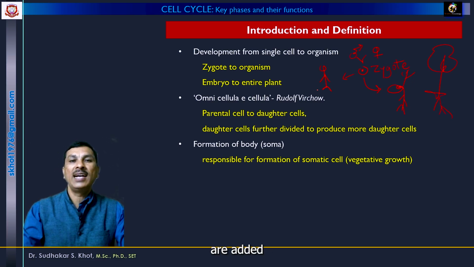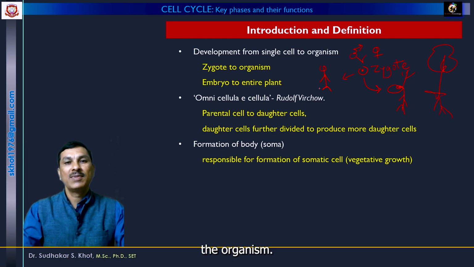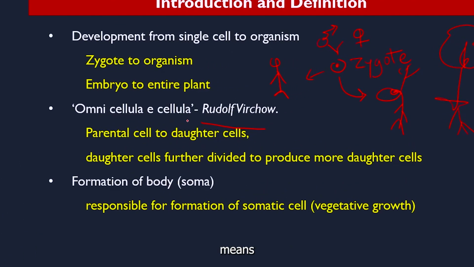Now, how are new cells added to the body of the organism? It was first explained by Rudolf Virchow in the cell theory. He stated omnis cellula e cellula, which means each cell develops from a pre-existing cell. The cell zygote, for example, behaves like a parental cell. It enters into cell division and produces daughter cells. Daughter cells grow for some time and they become parental cells. They enter into cell division and produce more daughter cells. In this way, the number of cells is added to the body of the organism.